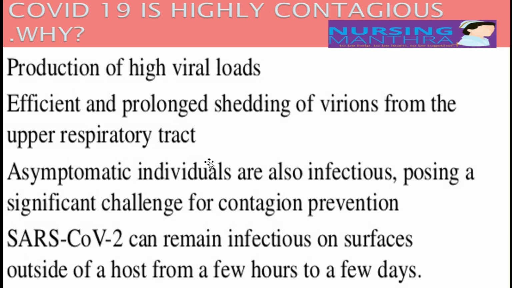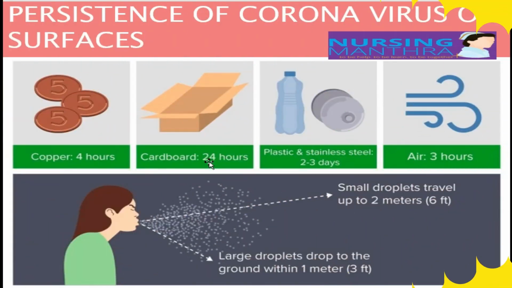Why is COVID-19 highly contagious? Because of the production of high viral loads, and efficient and prolonged shedding of virions from the upper respiratory tract. Asymptomatic individuals are also infectious, posing a significant challenge for contagion prevention. SARS coronavirus 2 can remain infectious on surfaces outside of a host from a few hours to a few days. Due to these reasons, COVID-19 is highly contagious.